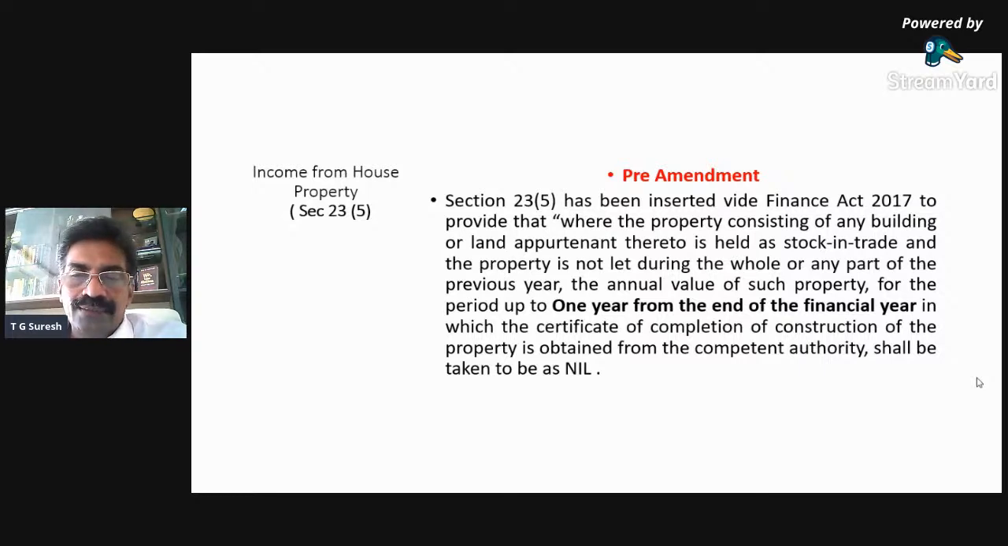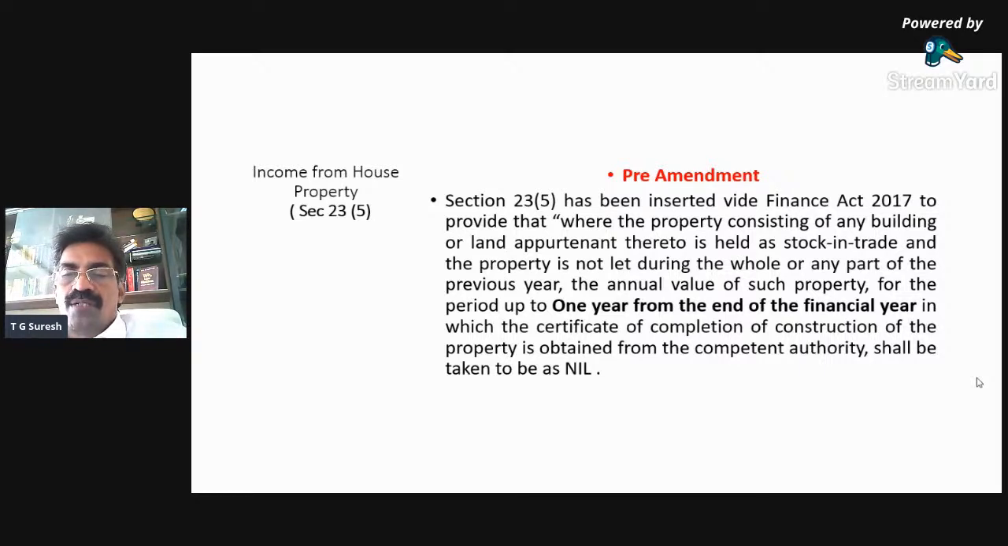But however, the assessee's contention was, this is my business and these properties are held as stock in trade. Therefore, the income should go to business income. In business income, there is no concept of notional income. The concept in business income is only the real income. So if you are getting a real income, you should pay tax. Otherwise, you should not pay tax.